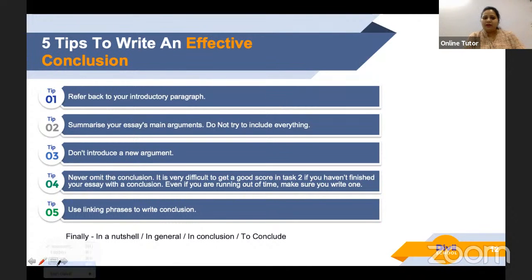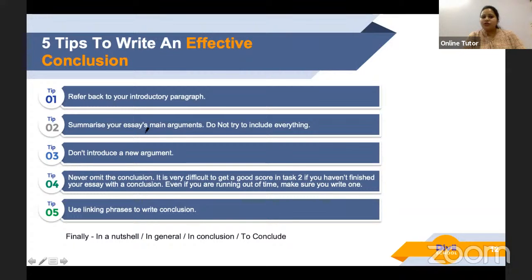Tip number 1, refer back to your introductory paragraph. Now, if you remember, we discussed that the introductory paragraph consists of 3 steps: paraphrase the question statement, give a thesis statement, give an outline statement. Right? So when we begin to write our conclusion, we need to relook at our introductory paragraph and paraphrase the question statement once more to wind up the whole essay.